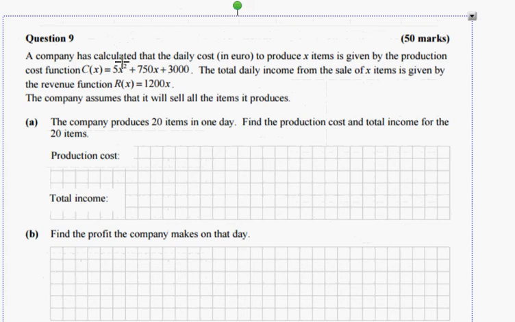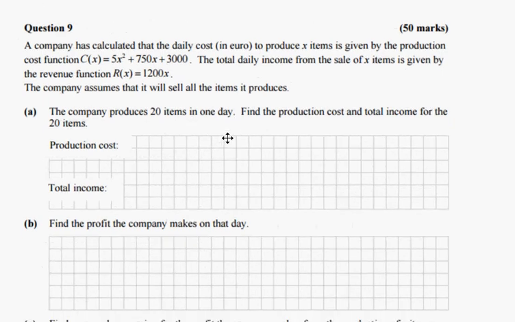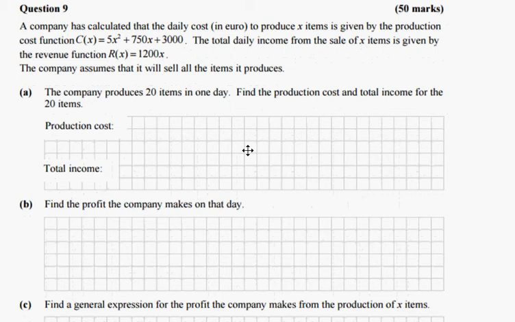Question 9. A company has calculated the costs in euro to produce x items of its production using this formula here. The total daily income from the sales of x items is given by the revenue function 1200x. The company produces 20 items in one day. Find the production cost and total income for the 20 items. Can anybody tell me what to do there? Put 20 into the C formula.